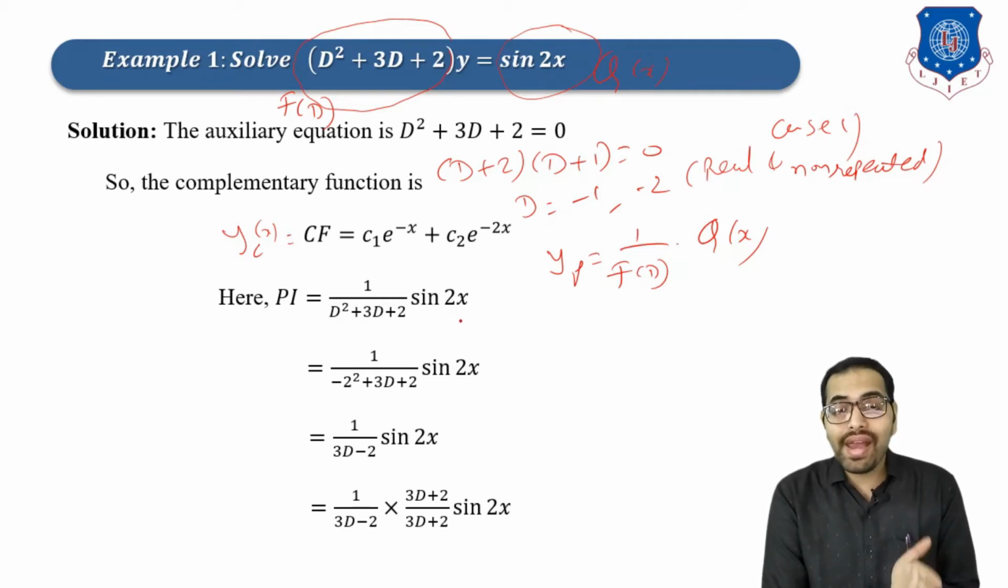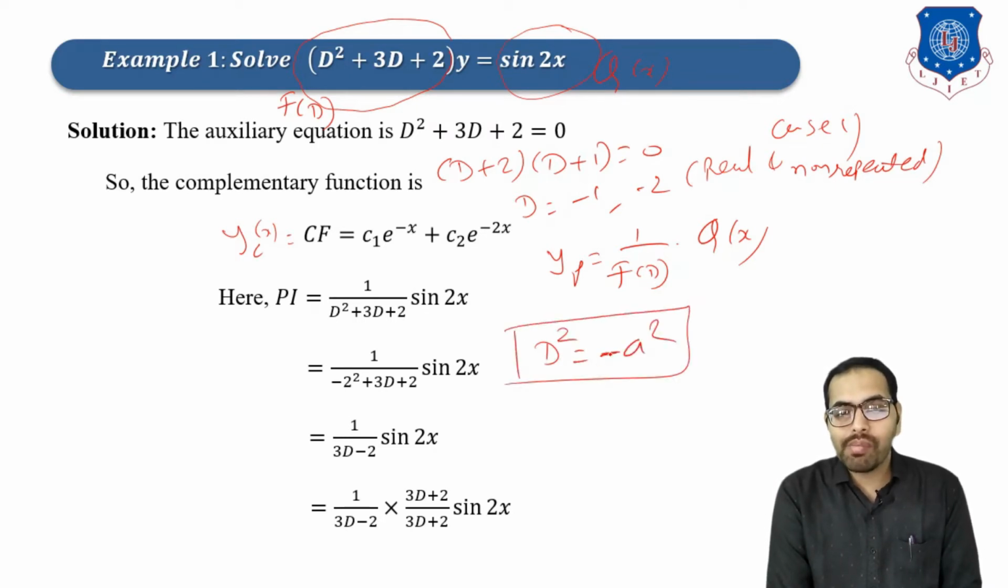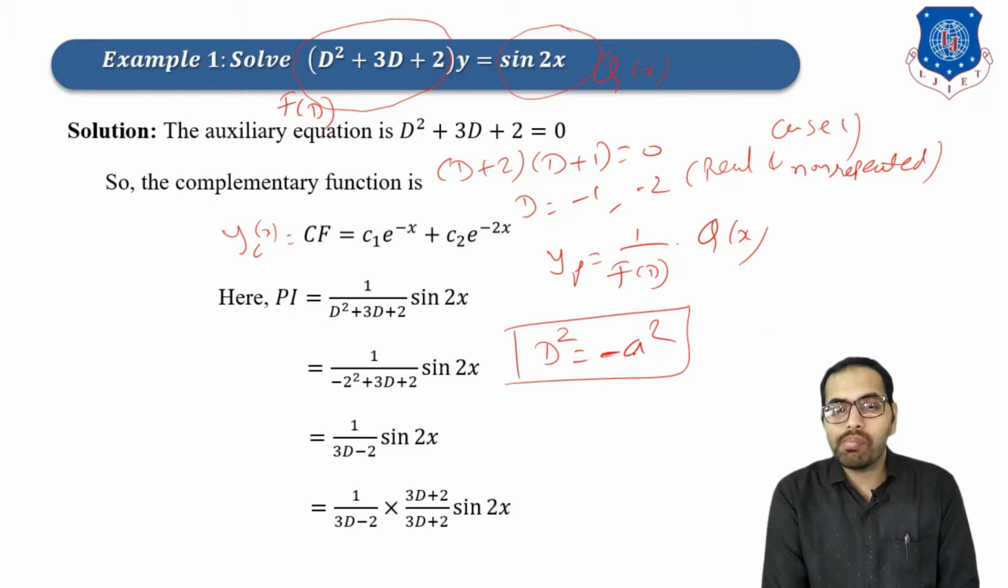Now in this case we replace D square equal to minus a square. Sometimes students make the little mistake of writing minus a whole square. Here the value of a equals 2, so replace D square with minus 2 square: 1 upon minus 2 square plus 3D plus 2 into sin 2x, then it becomes 1 upon 3D minus 2 sin 2x.